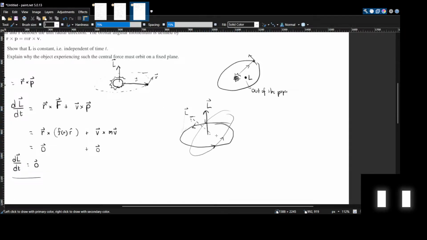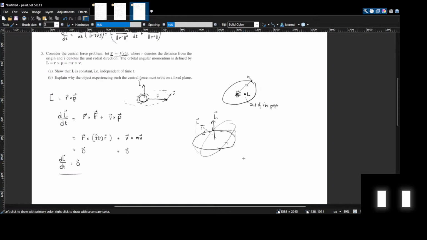That is, the plane is fixed. It's not shifting. It's not random. If it orbits around this plane, it's not going to randomly tilt up. It's not going to randomly tilt down or anything like that. The plane is going to be fixed. This is because of conservation of angular momentum. All right, and that is my homework.